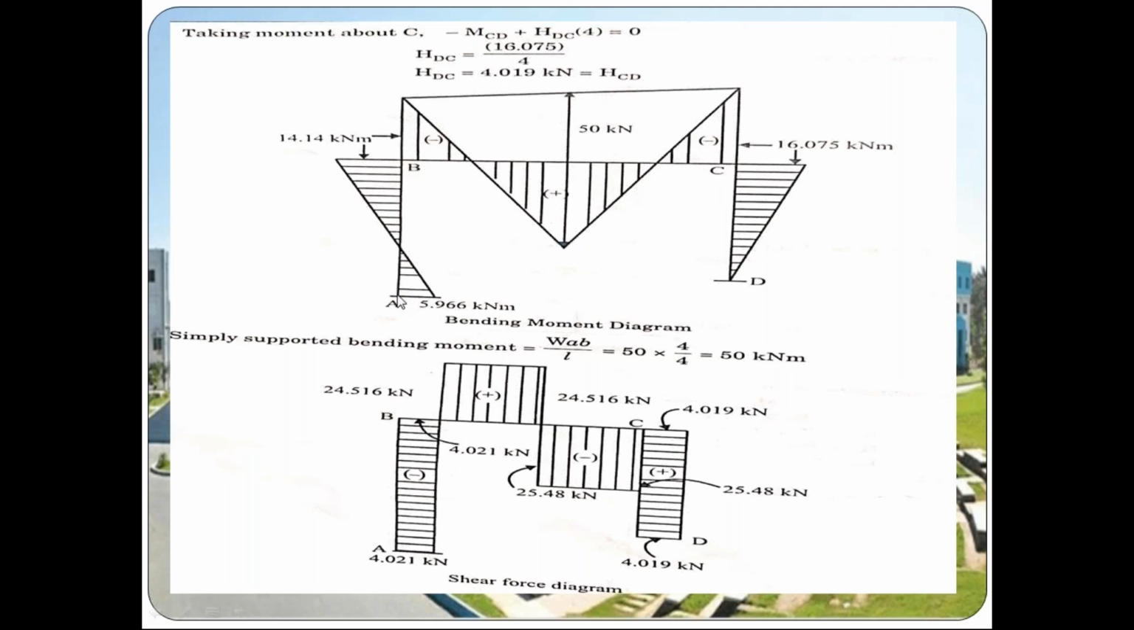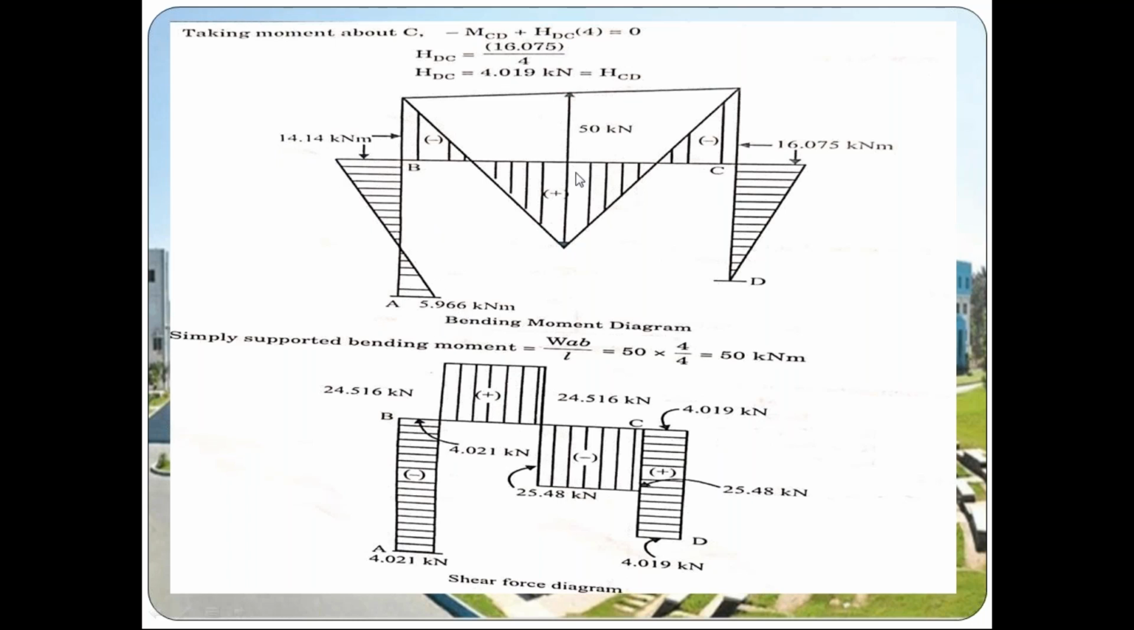MAB is left to right. Left to right means a negative value only goes above the baseline, but we are getting a positive value, so we put it below the baseline side. Next, MBA is right to left. Right to left, a positive value goes above the baseline side, and we are getting a positive value, plus 14.14, so we put it above the baseline side and connect those 2 points.